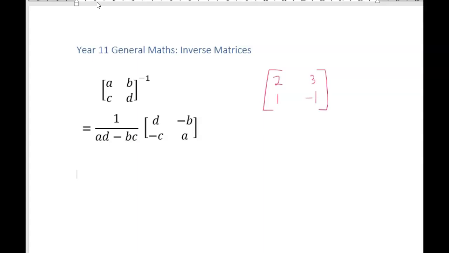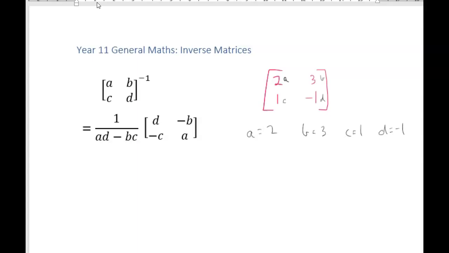Okay, so we've got our 2 by 2 matrix. What you need to do is identify A, B, C, and D. Now you can either write it next to it like I am now, and it does matter what you label A, B, C, and D. It has to be in that order. Or you can say A is equal to 2, B is equal to 3, C is equal to 1, and D is equal to -1.